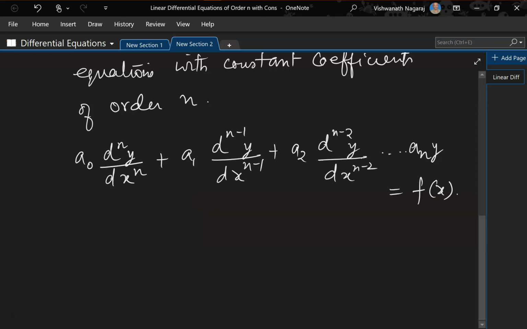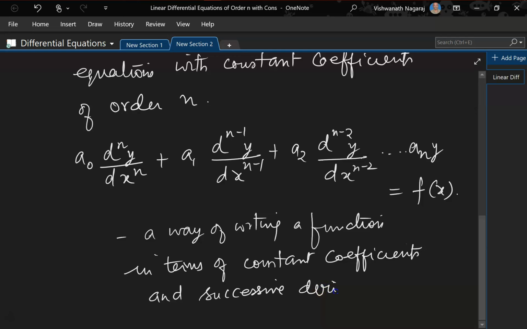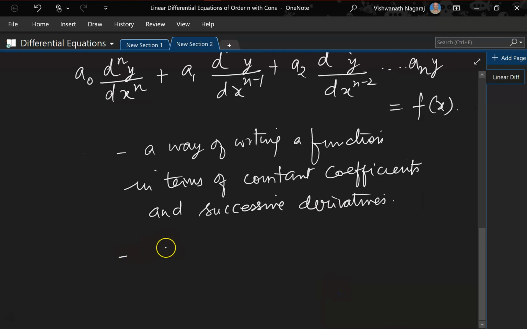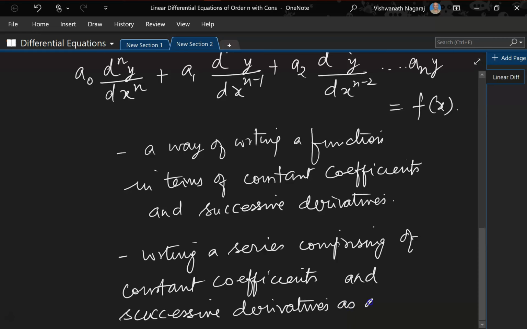So here, just for general understanding, remember there are two ways of looking at it. One is writing a function in terms of constant coefficients and successive derivatives. Another way to look at it is writing a series comprising of constant coefficients and successive derivatives as a function.